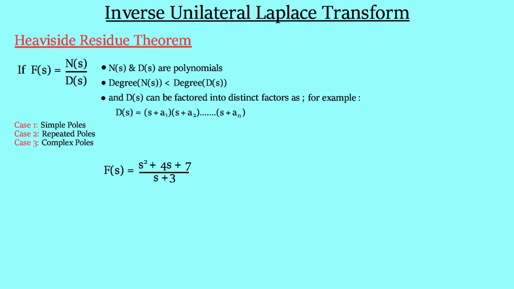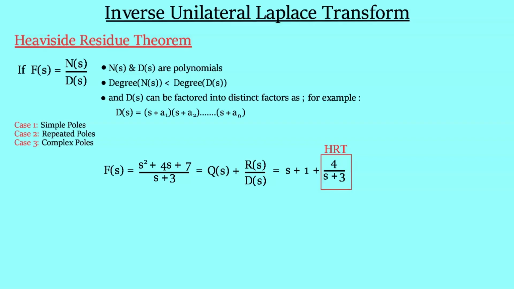In such a case, if you apply the Heaviside residue theorem directly, then obviously your answer will come out wrong. In such cases, first you have to divide the numerator by the denominator using the long division method and represent this expression in terms of quotient Q(s) and remainder R(s) divided by denominator D(s), which will come out as s plus 1 plus 4 divided by s plus 3. In the latter expression, you can apply the Heaviside residue theorem separately.